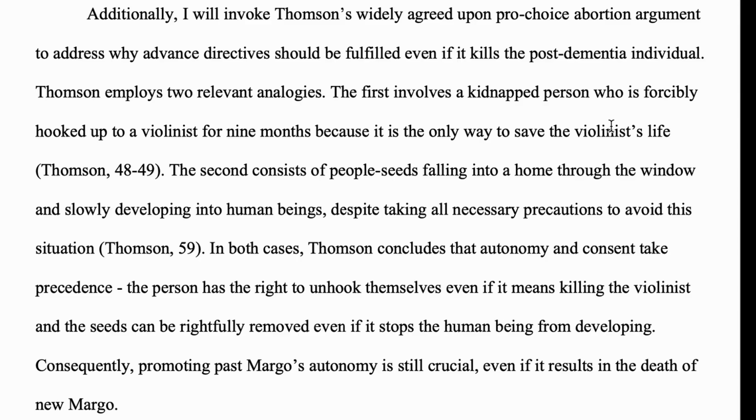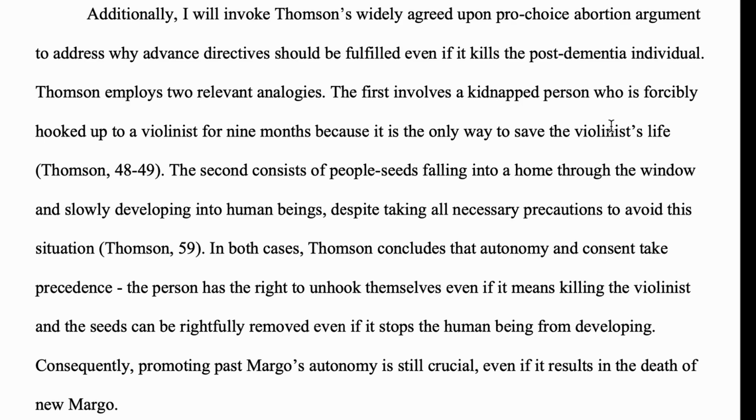Additionally, I will invoke Thomson's, that's Judith Jarvis Thomson, her widely agreed upon pro-choice abortion argument to address why advance directives should be fulfilled even if it kills the post-dementia individual. Thomson employs two relevant analogies. The first involves a kidnapped person who is forcibly hooked up to a violinist for 9 months because it is the only way to save the violinist's life.